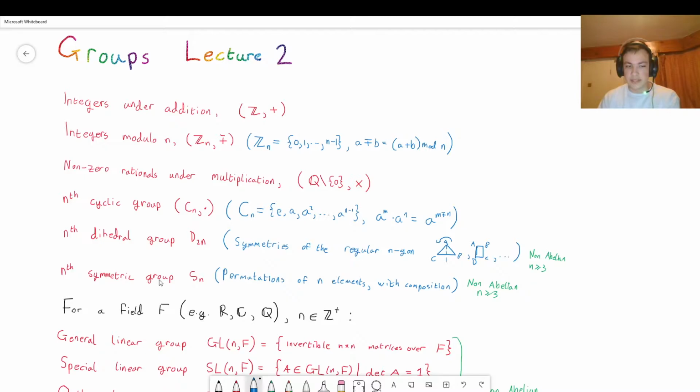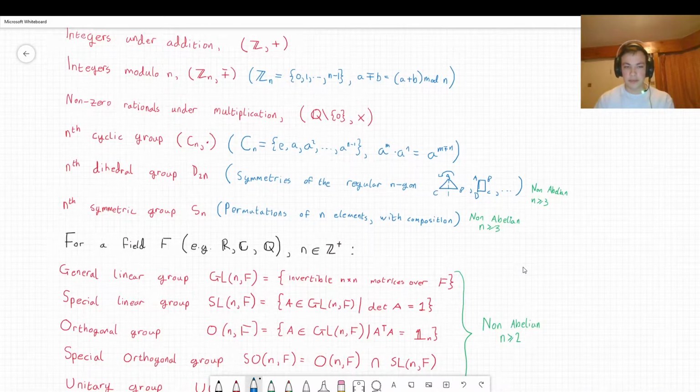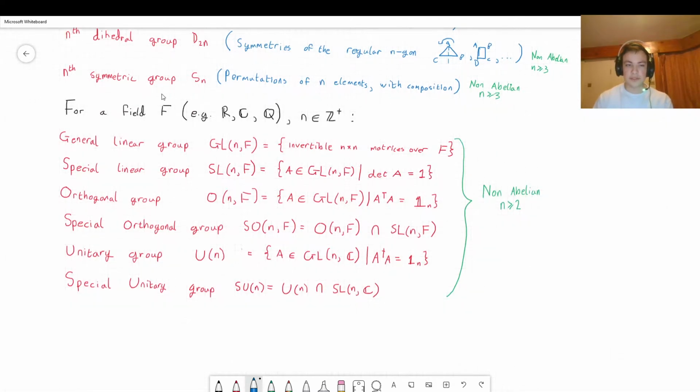Okay, we then have the symmetric group Sn, which is just the permutations of n elements with composition as the operation. That's also non-abelian for n greater than or equal to 3. And then we have some groups that are generally quite large. When we work with R or C, they're uncountably infinite, but they're incredibly useful for physics and for other studies of maths, such as manifolds, differential geometry, and Lie groups.